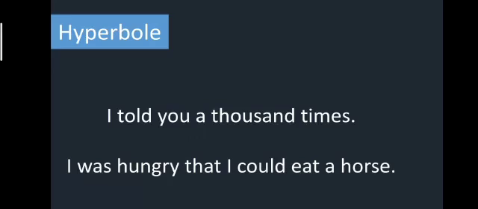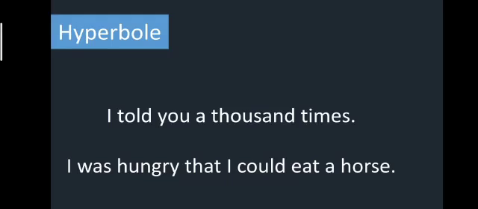Next we have hyperbole, and hyperbole is the figurative language in which the poet exaggerates to emphasize his ideas or confirm his opinions. For example, I told you 1,000 times. So here the poet is trying to emphasize the idea of telling you, okay? So he used exaggeration by saying 1,000 times, okay?